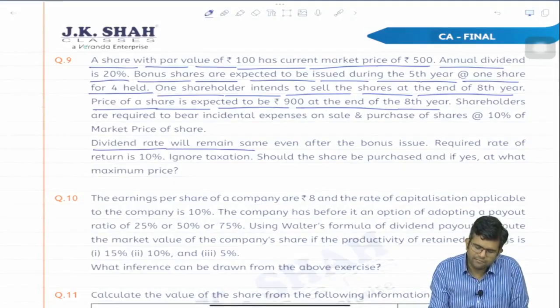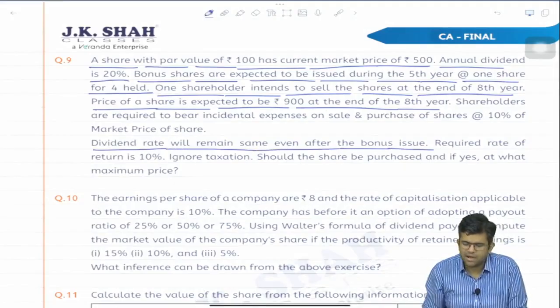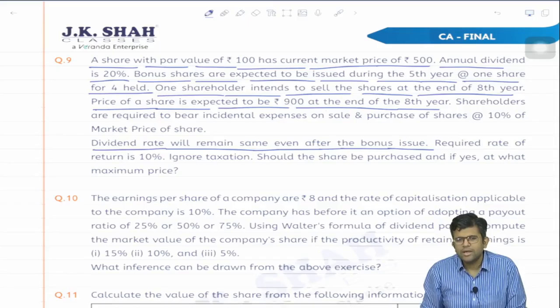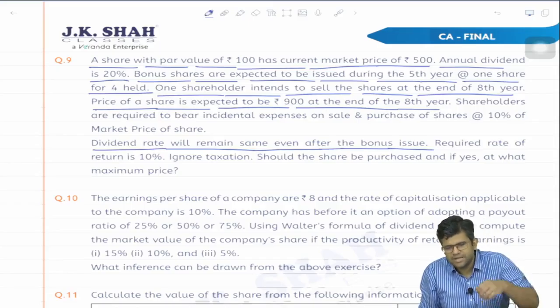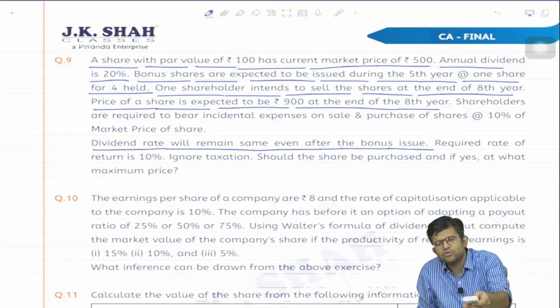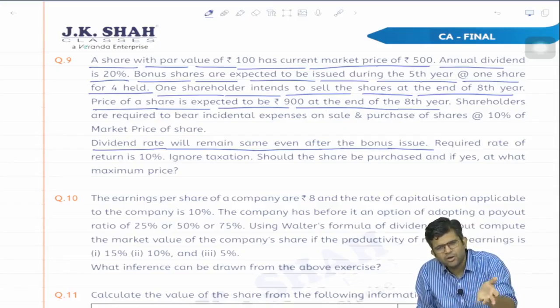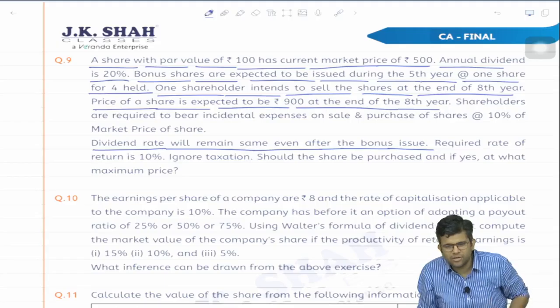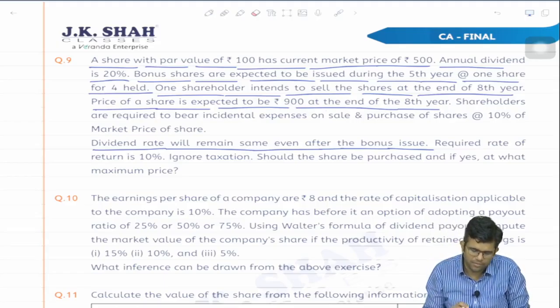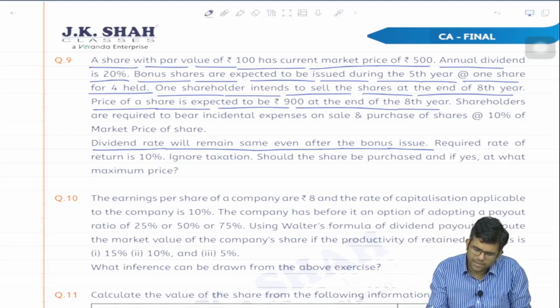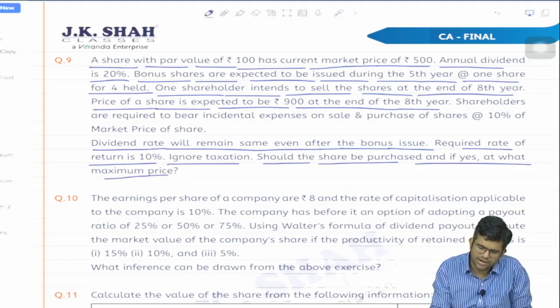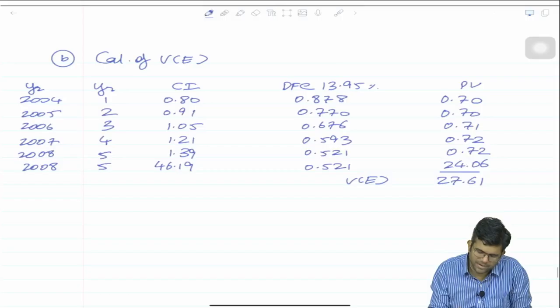Dividend rate will remain same even after the bonus issue. If the dividend rate will remain same even after the bonus issue, can I say if your shares are increasing by 1/4, your dividend will also increase by 1/4 only. Everybody clear? Your dividend will go up. So required rate of return is 10%. Ignore taxation. Should the share be purchased, and if yes, at what maximum price?